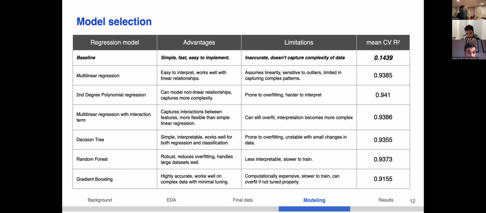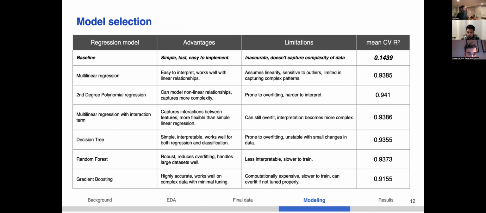Fourth, we run a decision tree as it's a simple and interpretable model with the limitations of prone to overfitting and instability to small changes in the data. Then we run a random forest, which is an ensemble model that is robust and reduces overfitting with the limitation of being less interpretable. And finally, we run a gradient boosting, which can have high performance by decreasing bias, but it's computationally expensive and it can overfit if not tuned properly.